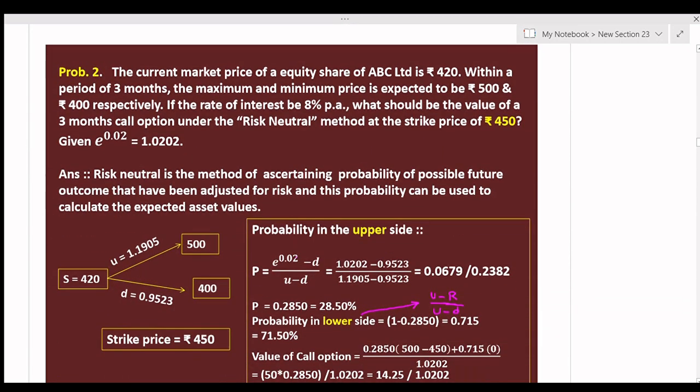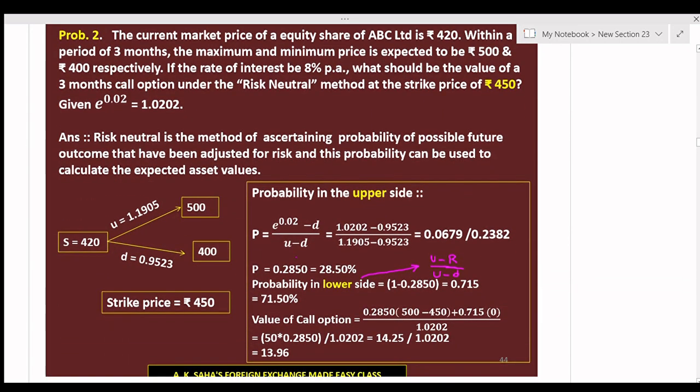Next problem. The current price of equity share of ABC Limited is 420, that is spot price. Within a period of 3 months, that is T is equal to 0.25, the maximum and minimum price is expected to be rupees 500 and rupees 400, upper limit value and lower limit value respectively. If the rate of interest be 8% per annum, what should be the value of a 3 months call option under the risk neutral method at the strike price of rupees 450?